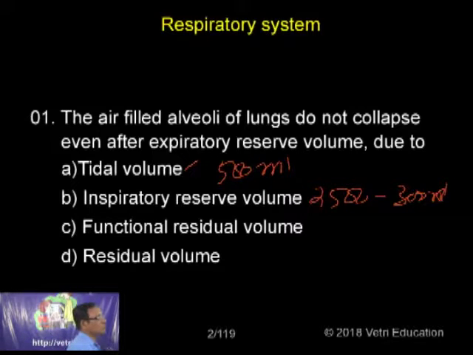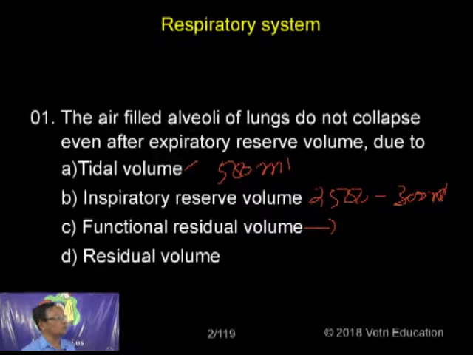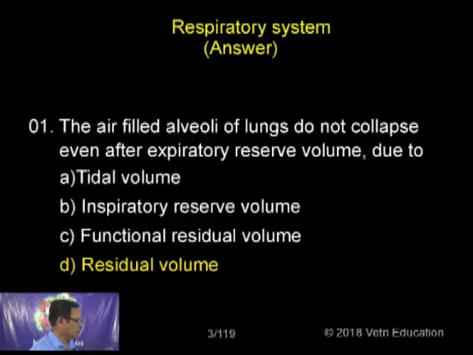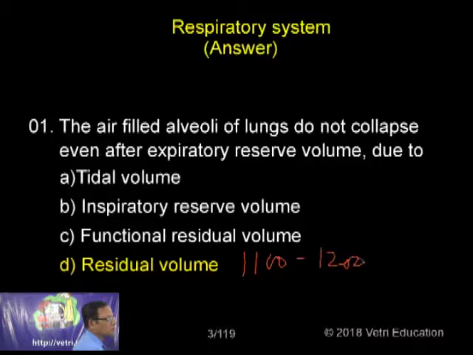It is equal to the expiratory reserve volume plus the residual volume. Residual volume means the volume of air that remains in the lungs after forcible expiration, which is about 1100 to 1200 ml.